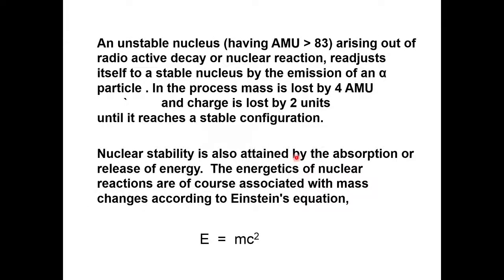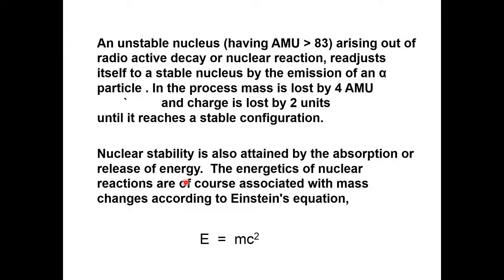An unstable nucleus arising out of radioactive decay or nuclear attraction readjusts itself to a stable nucleus by the emission of a particle. If an alpha particle is lost, the mass loss will be 4 atomic units and the charge loss will be 2 units, because an alpha particle corresponds to a helium atom. It keeps on losing alpha particles from the nucleus until it reaches a stable configuration, for example that of lead. Nuclear stability is also attained by the absorption or release of energy.